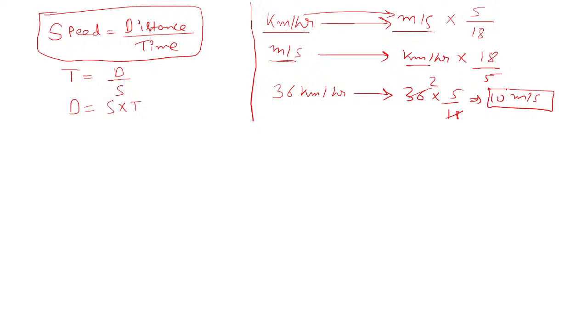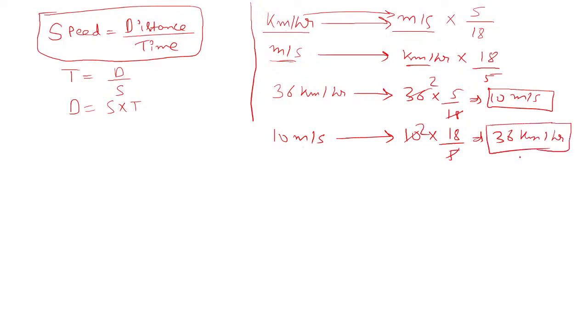Now we will take the same value, 10 meter per second, and convert it from meter per second to kilometer per hour. I will multiply it by 18 by 5, smaller to bigger. So 10 into 18 by 5 gives 36 kilometer per hour. This will be my answer. Clear? So 10 meter per second is 36 kilometer per hour.